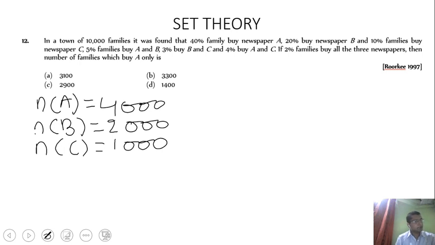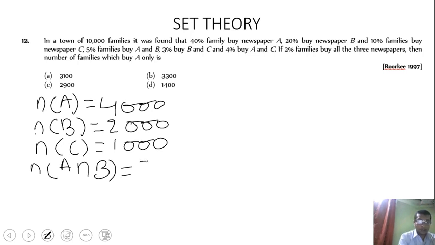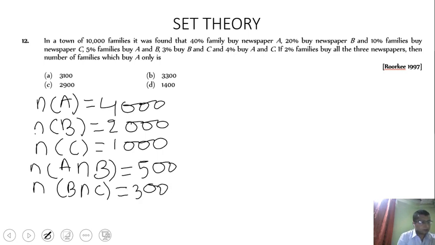Next, n(A and B). "And" means we should take the intersection of A and B. It is mentioned as 5%, that is going to be 500. Next, n(B intersection C) is 3%, so it is 300.